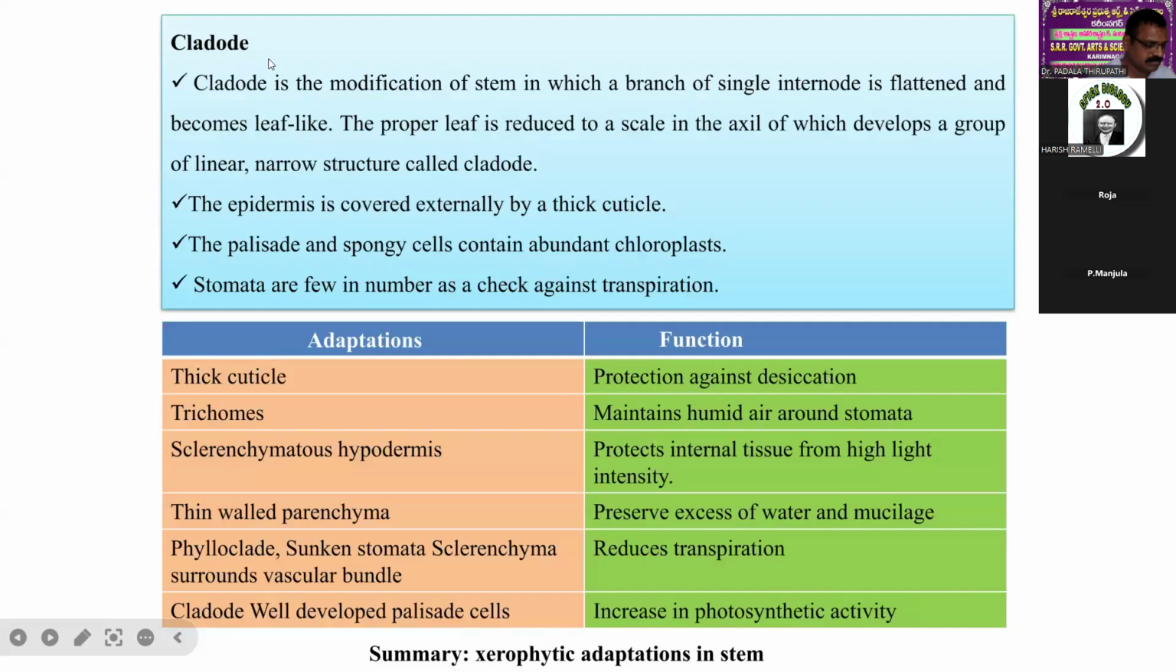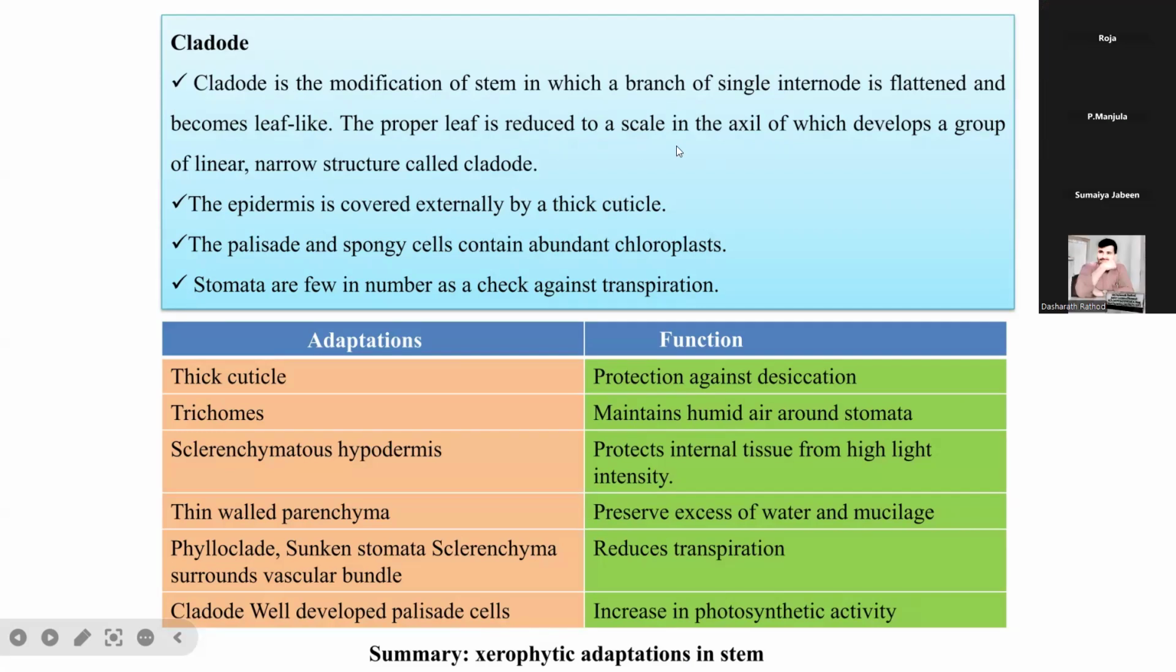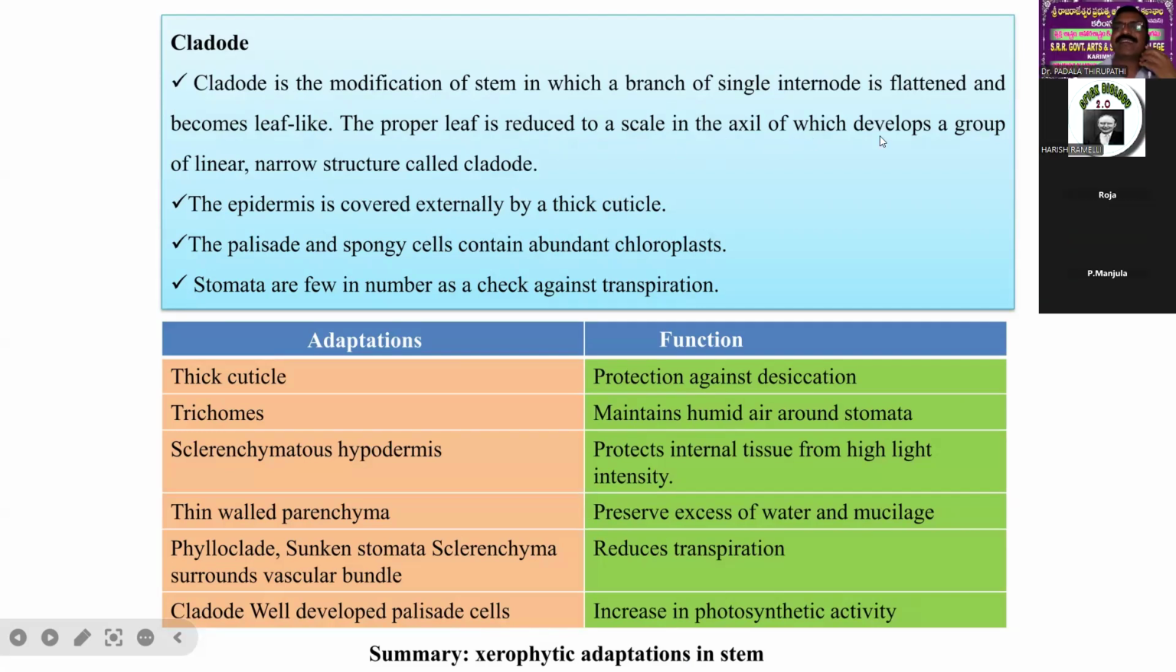Next one is the cladode. It is another modification, occurring in the axils of the branches. Here the leaf is reduced to a scale, in the axil of which a branch develops. These branches are flattened and become leaf-like. So a cladode is the modification of the stem in which a branch of a single internode is flattened and becomes leaf-like.